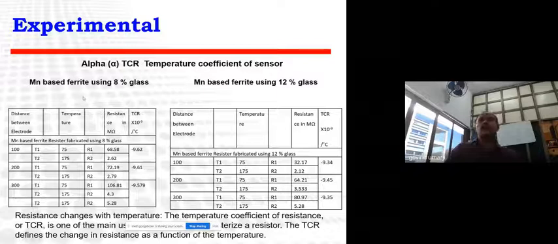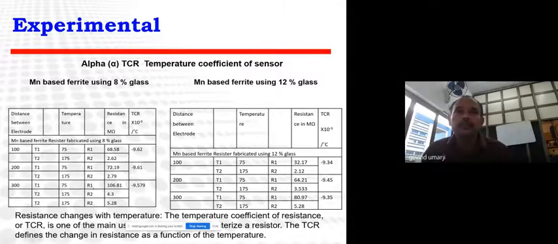The alpha or TCR, that is the temperature coefficient of the sensor, which is the change in the resistance with the temperature. The temperature coefficient of resistance, or TCR, is one of the main characteristics of the resistor. The TCR defines the change in the resistance as a function of temperature.